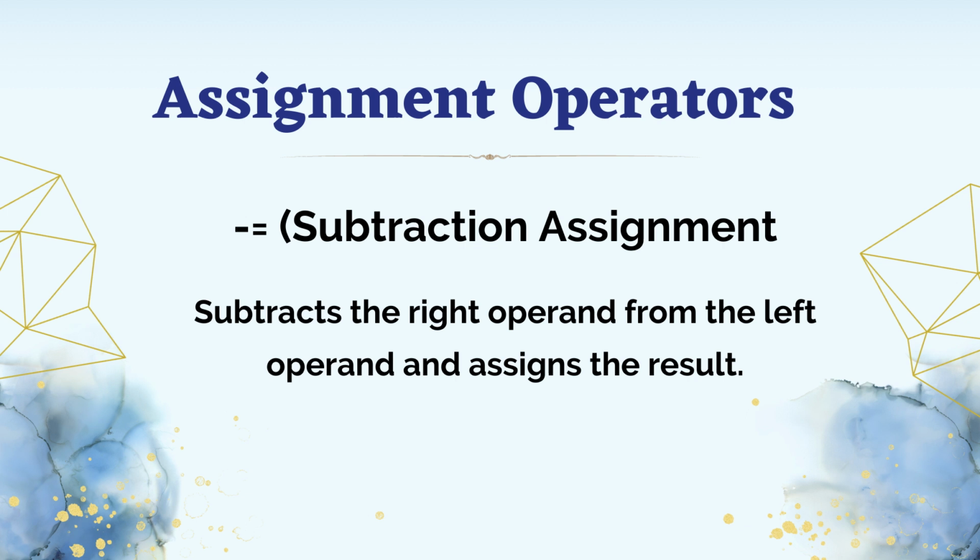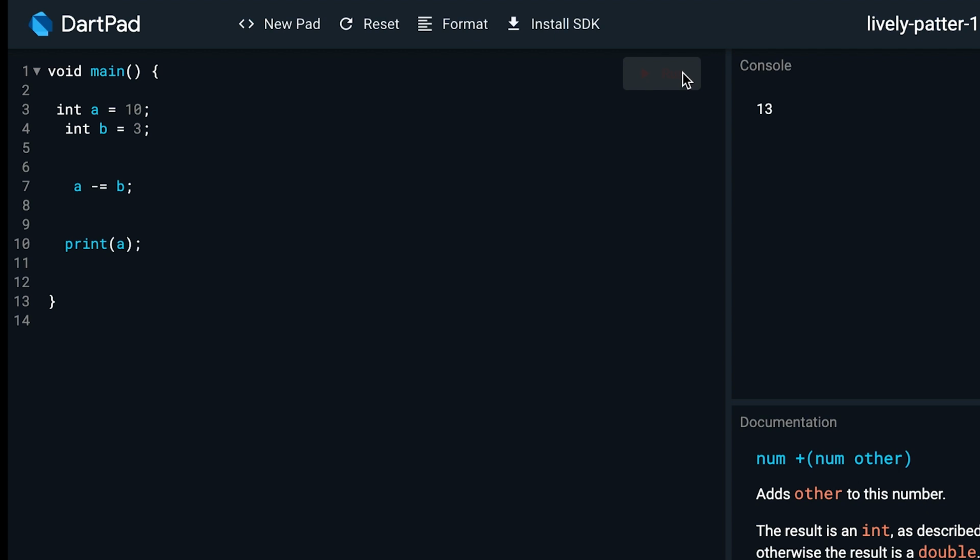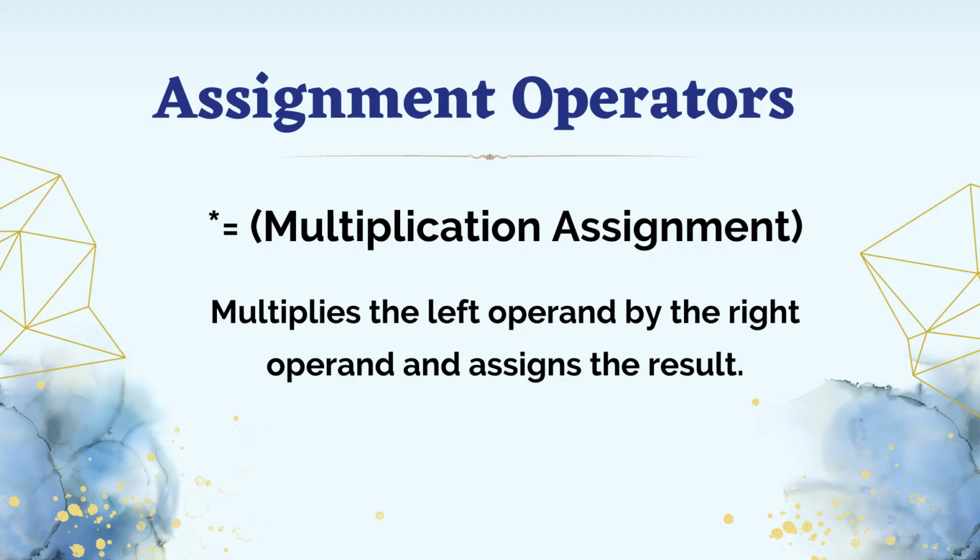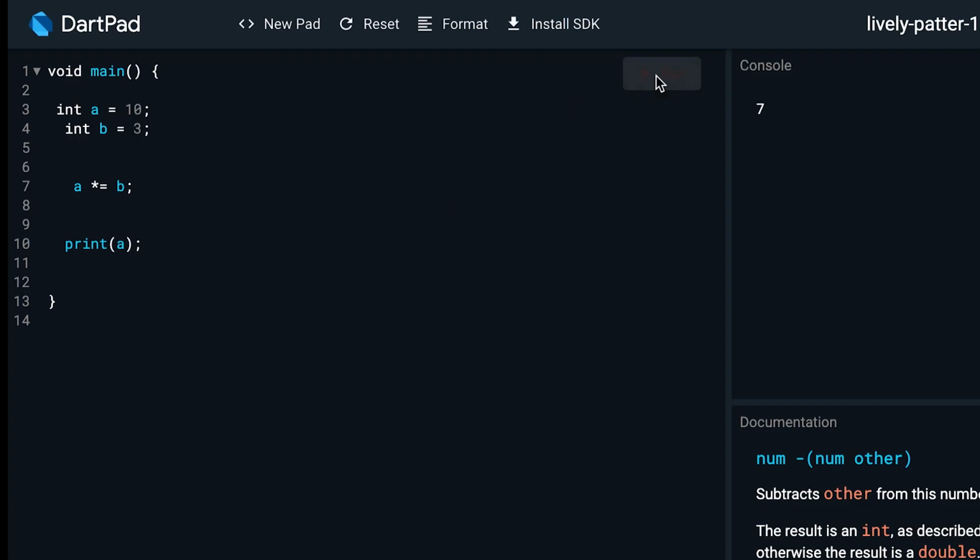Subtraction assignment subtracts the right operand from the left operand and assigns the result. Here, a minus equals b, and the answer is 7. This is the same as a equals a minus b. Multiplication assignment multiplies the left operand by the right operand and assigns the result. For example, a times equals b. The result is 30, which is the same as a equals a times b.